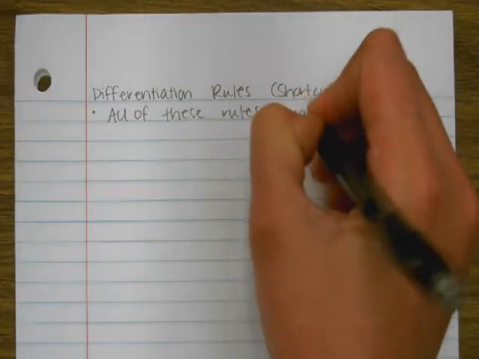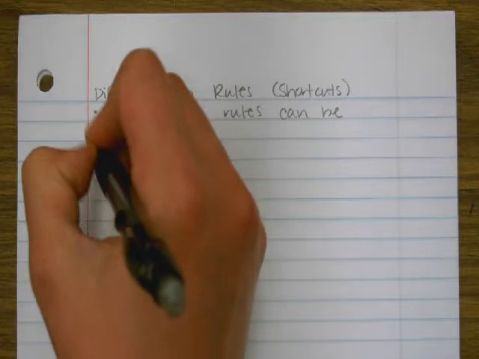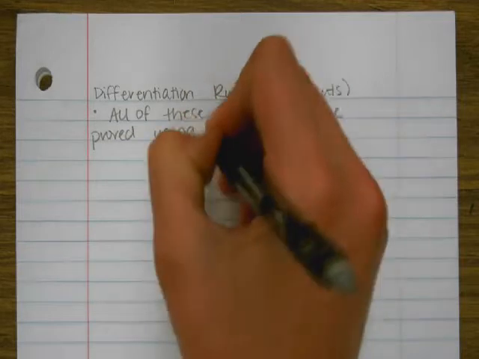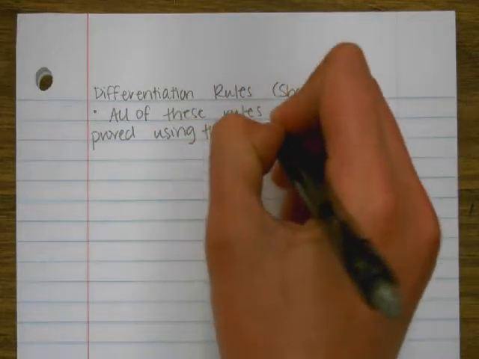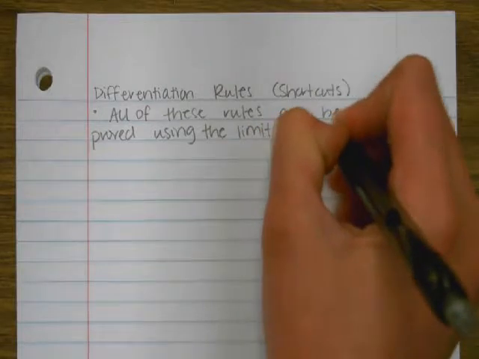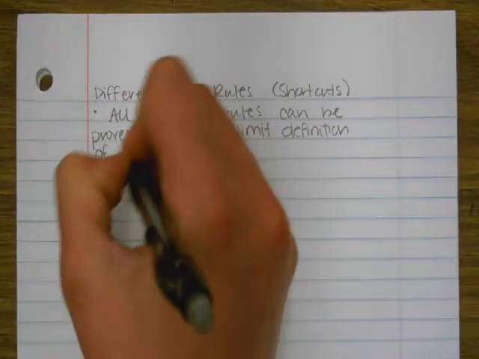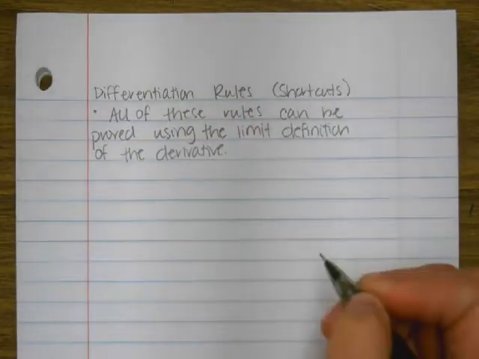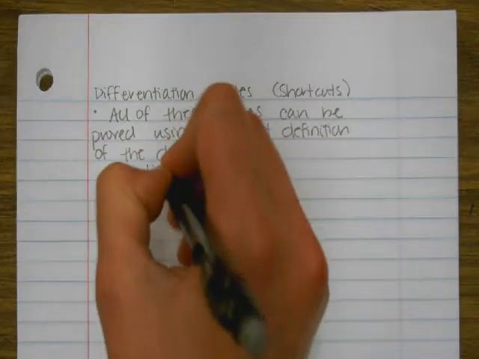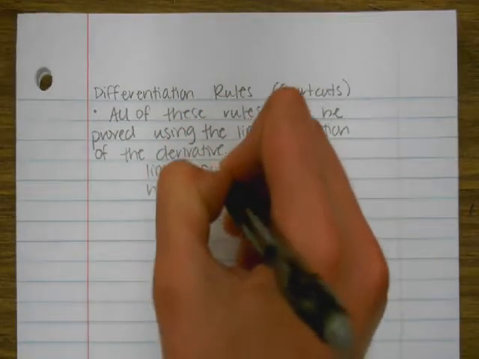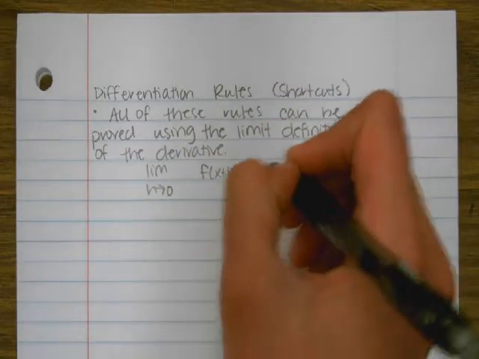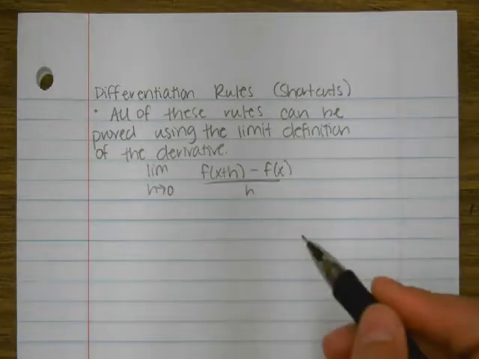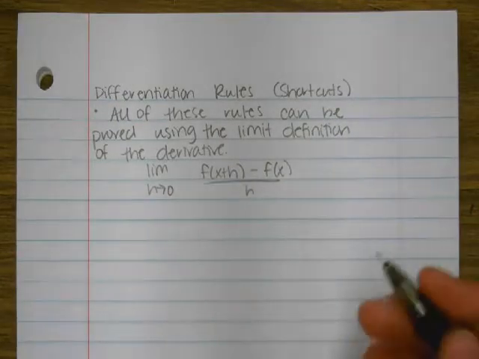can be proved using the limit definition of a derivative. And if you don't know what I mean by that, I'm talking about the limit as h approaches 0 of the function evaluated at x plus h minus the function itself divided by h. So every single rule has a proof for it that comes from this definition.